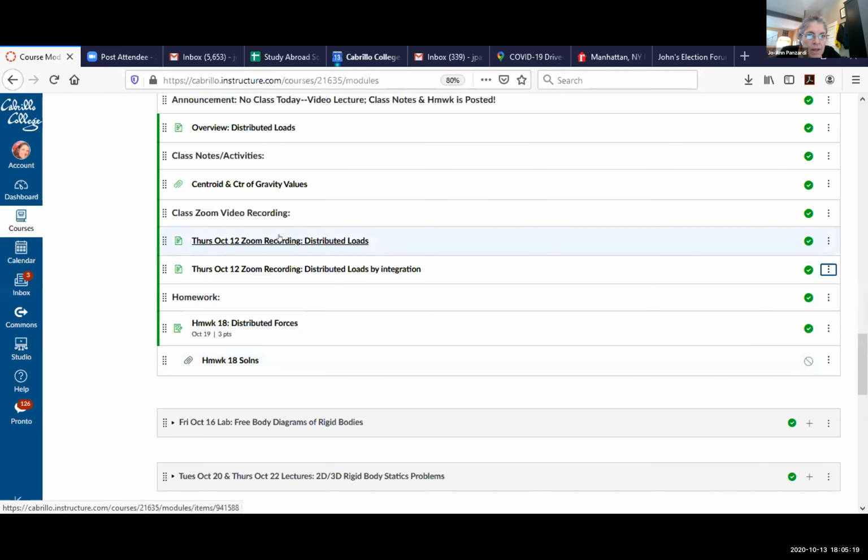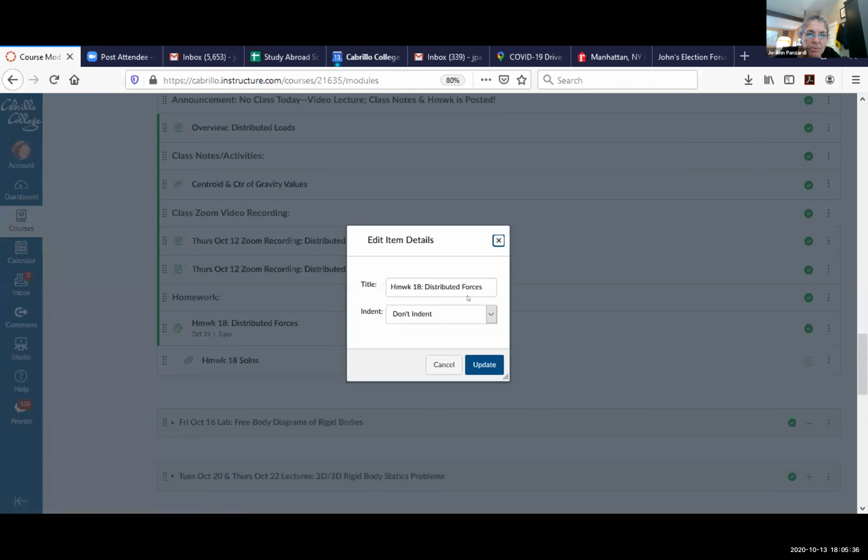So this is the complete one that you have to watch. And if you want to, you could add this. This is an extra piece. And then here's the distributed load homework. And actually it's mainly called distributed loads. So let me change it to, you could say distributed forces too, but let's just use the same terms always.